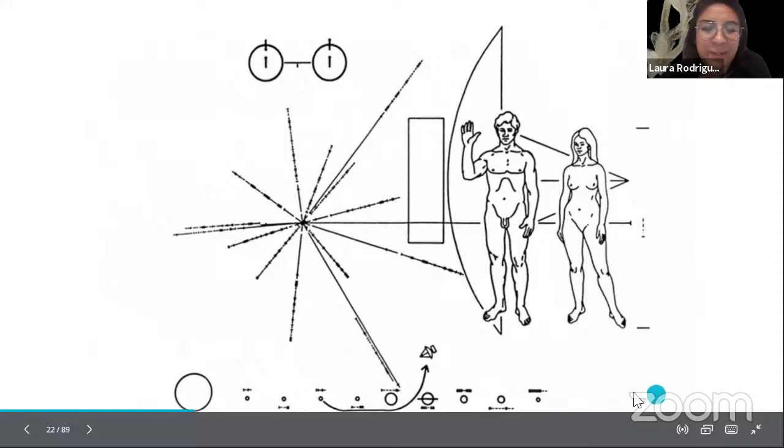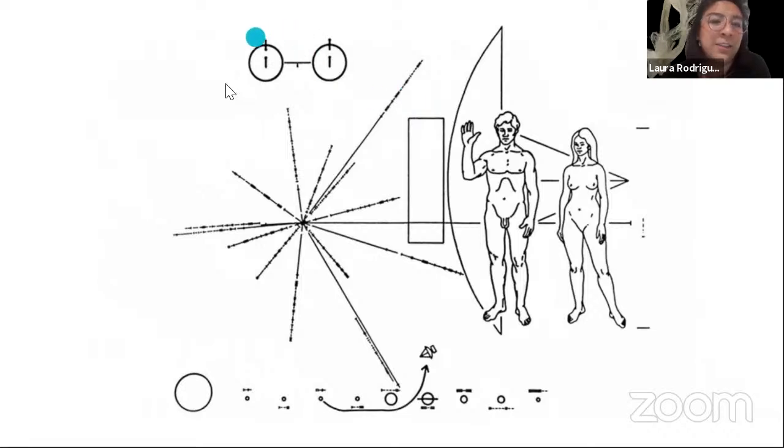You see in the bottom part, there is a representation of the solar system. So it's like, hey, we came from this planet and we look like this and we are this tall. And these are the most common chemical bonds on our Earth. And we have two types of specimens, a male specimen and a female specimen. And so this was mostly a scientific project.